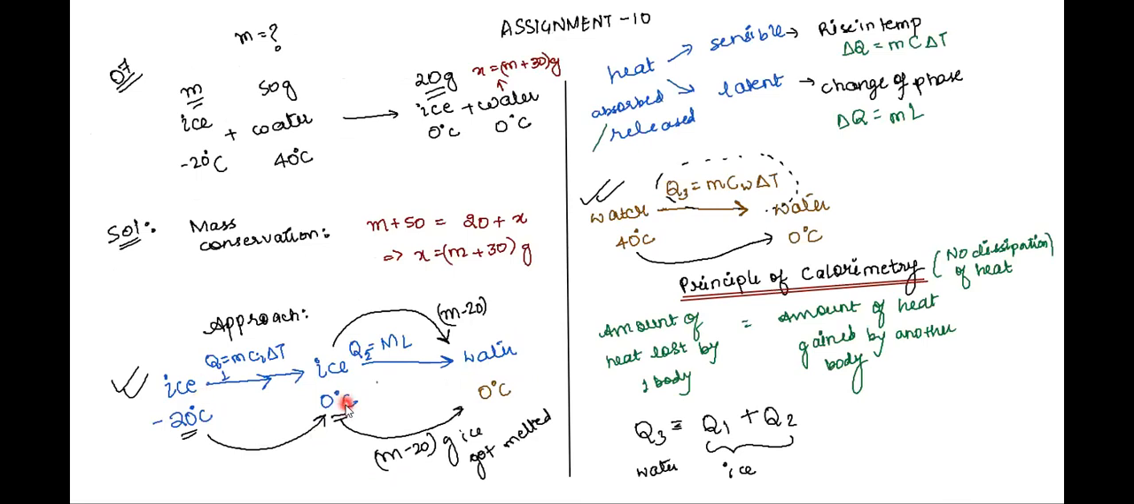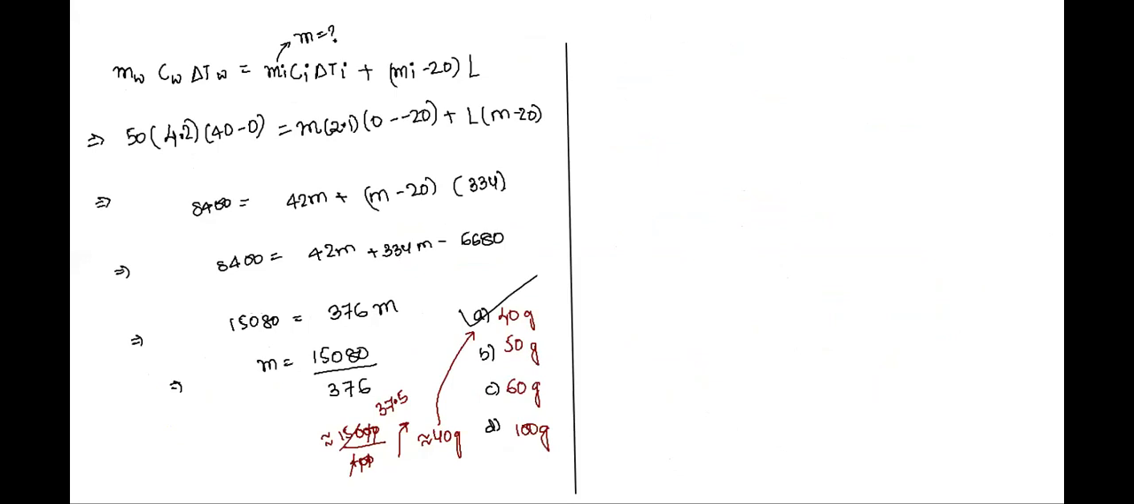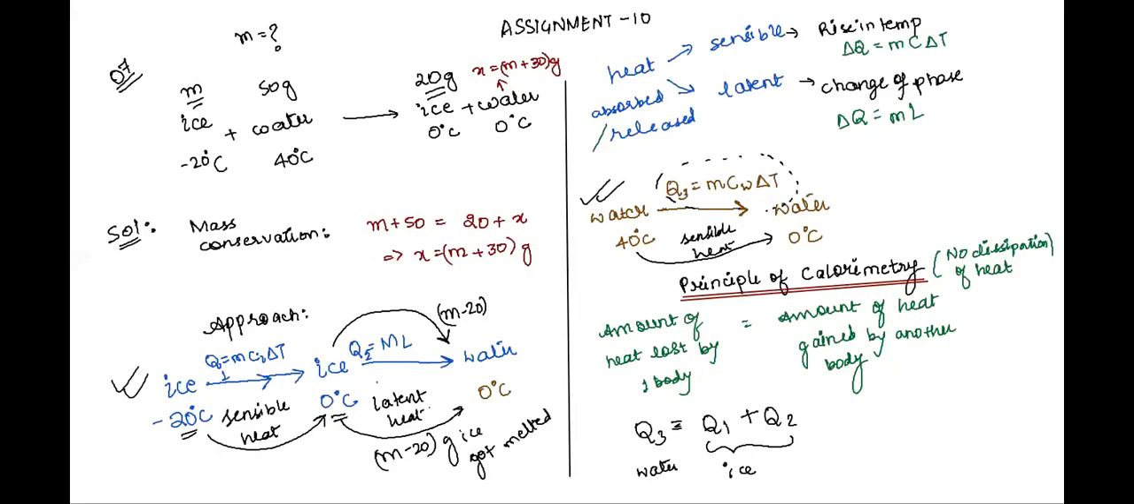So the temperature of the ice changes from -20 to 0 degrees Celsius. It is sensible heat, so we will use the formula mc delta t for conversion of ice to ice at 0 degrees Celsius. Then phase change occurs, so we will use the latent heat formula, delta Q equals ml, and we will equate the initial heat to the final heat. So we get mc delta t for water equals mc delta t for ice plus ml for water, and the melted mass of water is m ice minus 20. Absolutely correct.